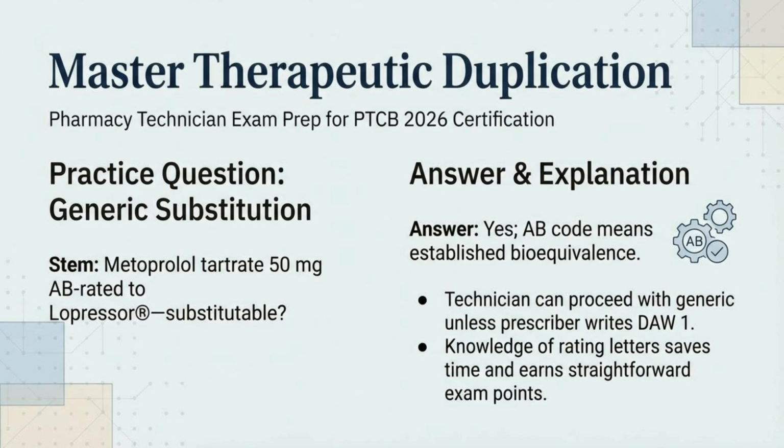Metoprolol tartrate 50 mg is AB-rated to Lopressor. Is it substitutable? Yes. The AB code means established bioequivalence. The technician can proceed with generic substitution unless DAW1 is written. Knowing rating letters saves time on the exam.